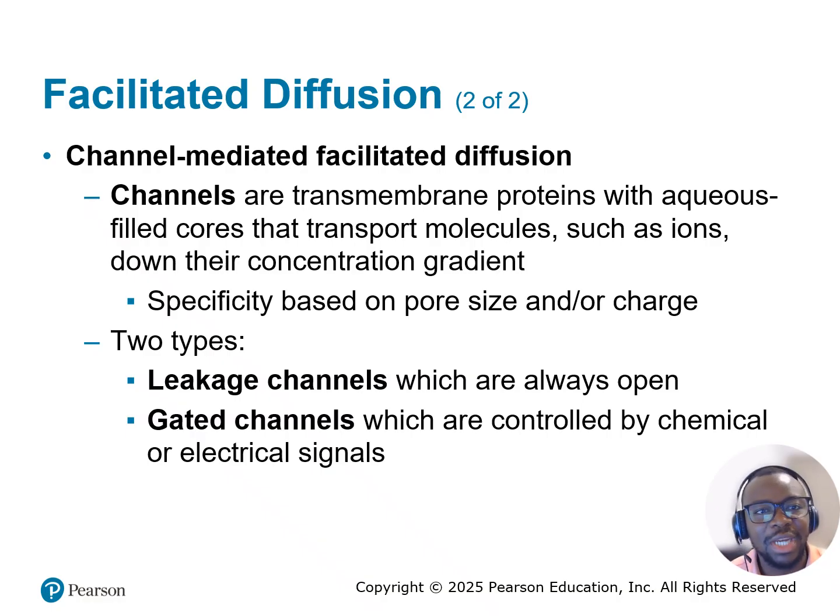Two types of channels include leakage channels and gated channels. Leakage channels are always open and allow substances to leak into or out of the cell down their concentration gradient. Gated channels are controlled by chemicals or electrical signals.